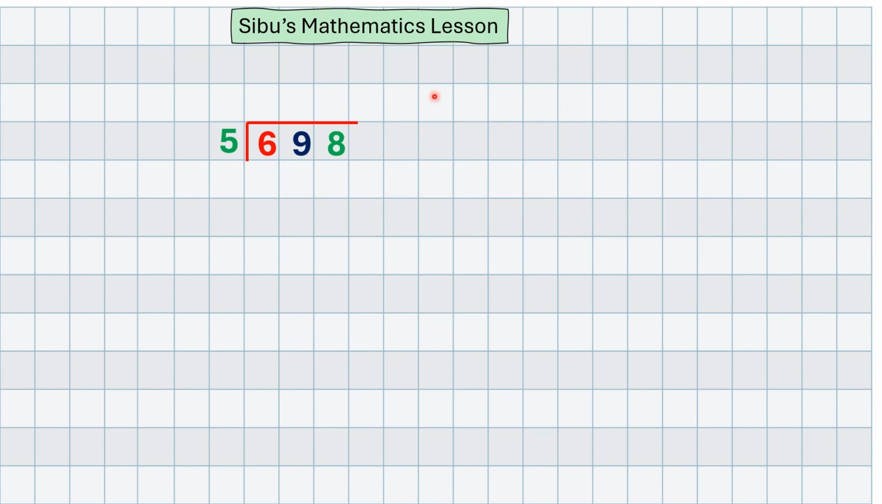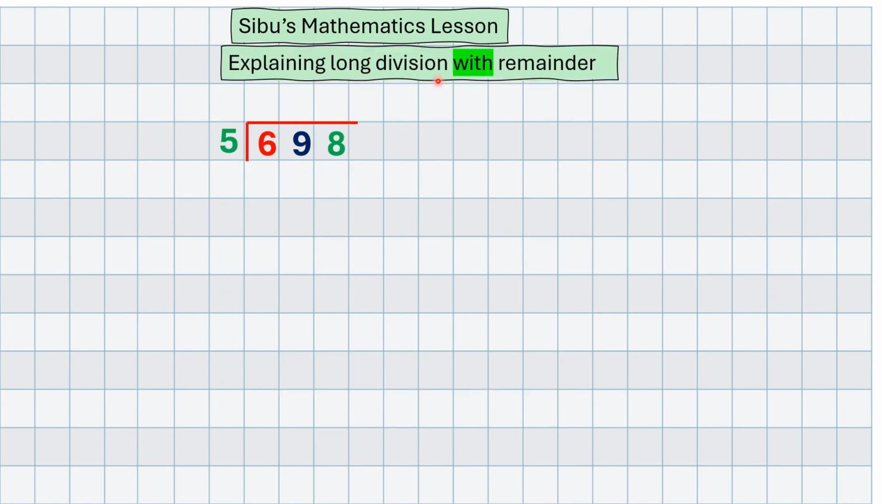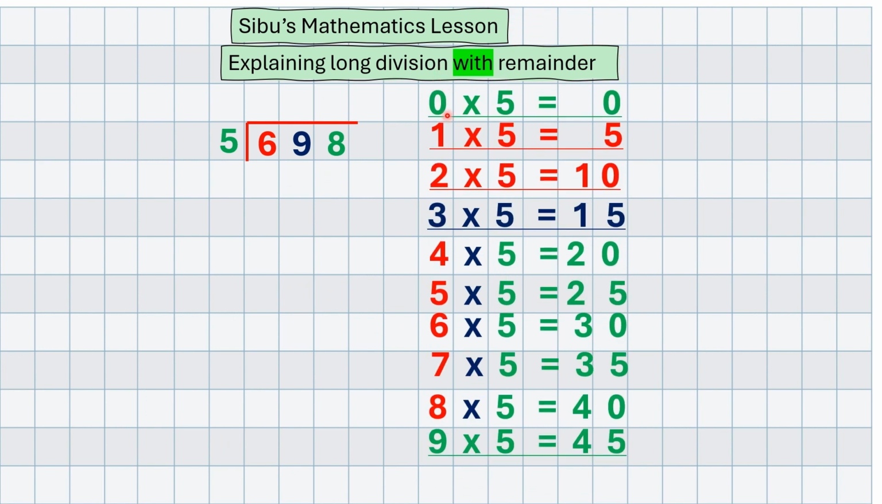698 divided by 5. Explaining long division with remainder. Bring the table down. If you don't know the 5 times table, you write it out from 0 times 5 up to 9 times 5. Okay, so let's start with the hundredth figure there. The 6. So now, what is the nearest multiple of 5 to 6? Remember, equal to or less than. It's 5. How many times 5 is that? 1 times 5. Where do I write it? Above the 6. Now I say 1 times 5 is 5, and I write it below the 6.